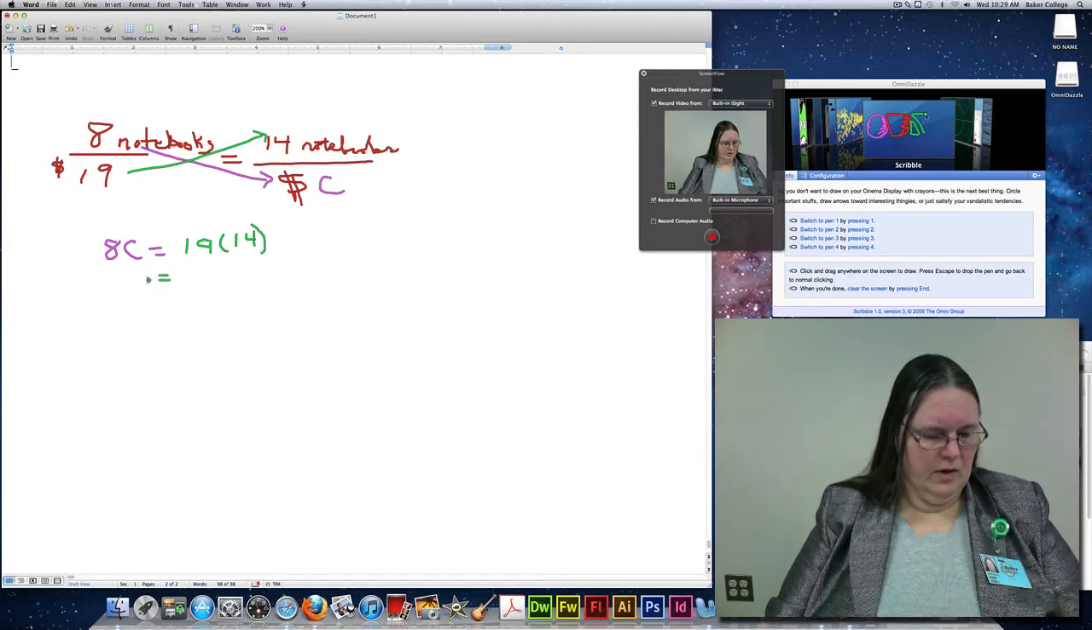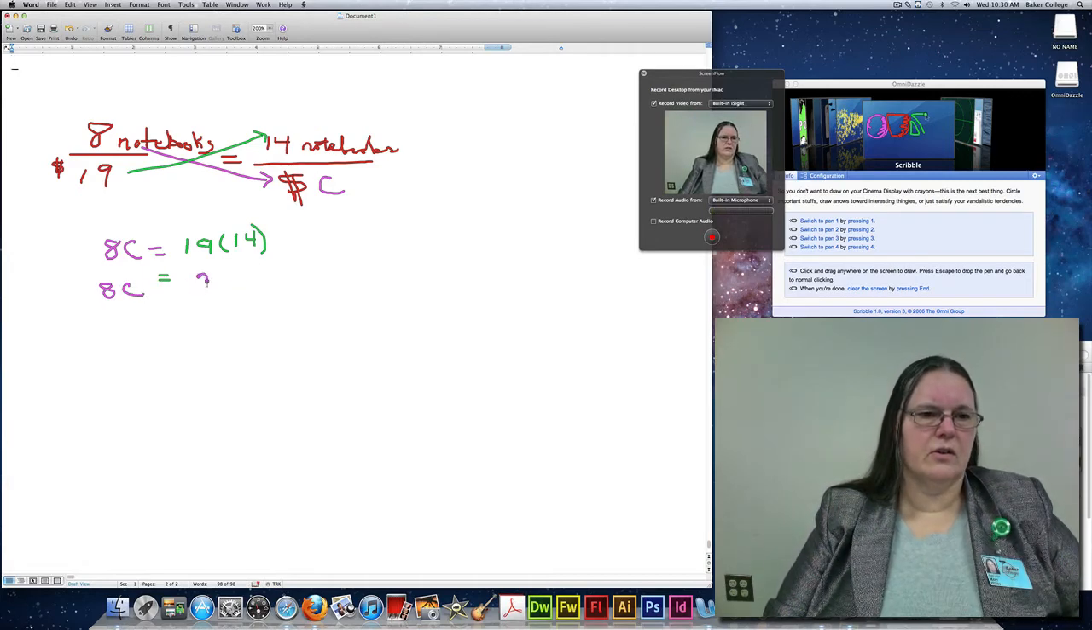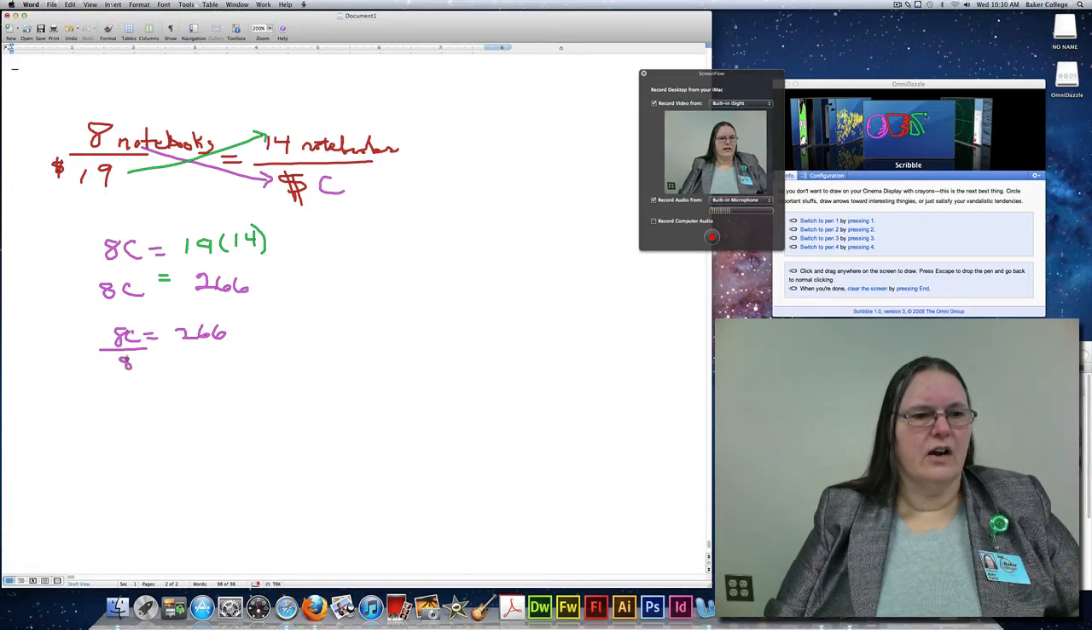So now the 8C is going to equal, do your math now, 266. Now we still have 8C equals 266 because I don't want to skip any steps. But now we need to get rid of the 8 in front of the C. It's a multiplication, 8 times C. So to divide it out, because it's the opposite operation of multiplication. This becomes our 1 now. 8 over 8 is a 1. 1 times C is C.